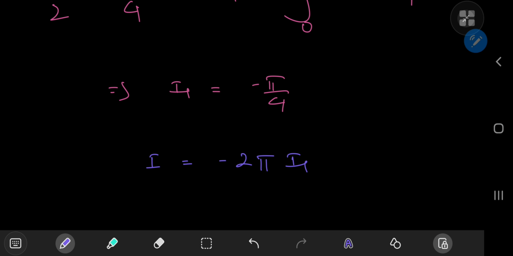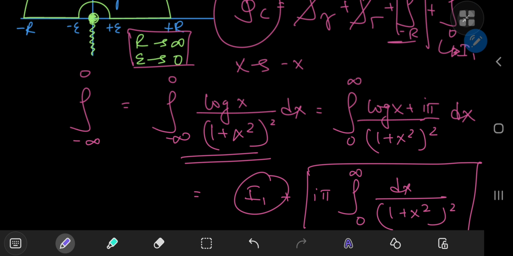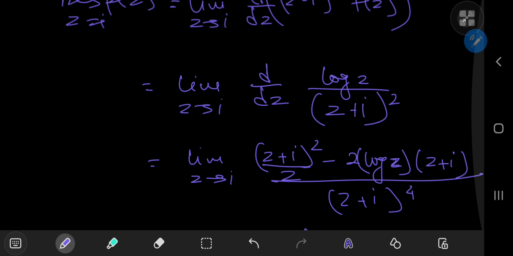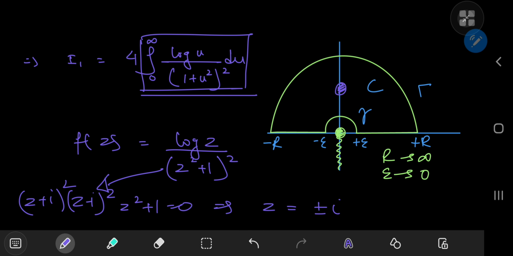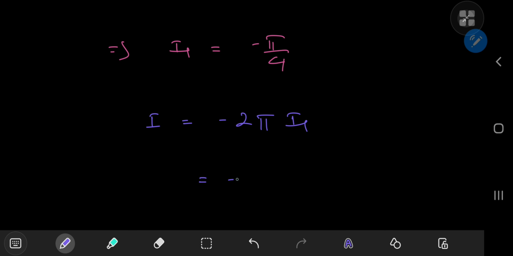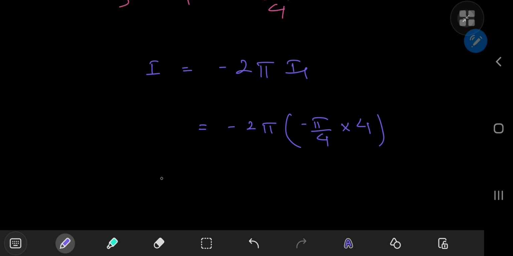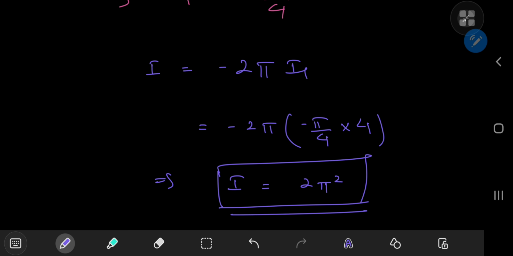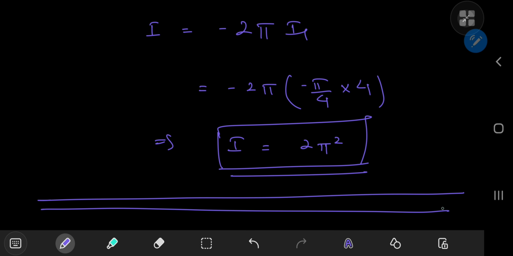But wait, there is something missing, and yes, I remember now. Wait for it, and here we go. We evaluated the integral of f of x from 0 to infinity, but we had to multiply that result by 4. Okay, cool. So that means our target integral I equals negative 2 pi times negative pi by 4 times 4, which implies that the target integral equals 2 pi squared, which is a pretty nice result. It's a very satisfying result after such hard work.